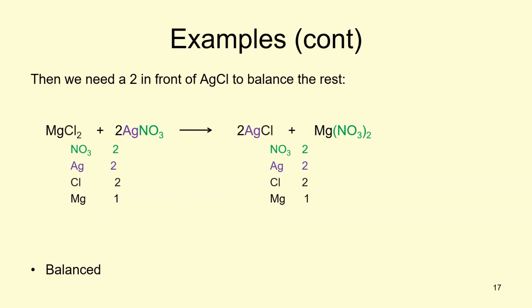So then what I did, I put the 2 here. Then I put a 2 in front of the silver to rematch the silver. They were matched, but when I put the 2 for the nitrate here, it messed up the silver. So now the silver was not balanced. If I put a 2 there, it balances the silver, but it also gives me 2 chlorides, which is what I needed. So actually it worked out very well.